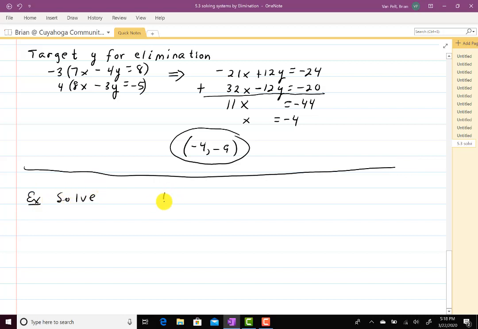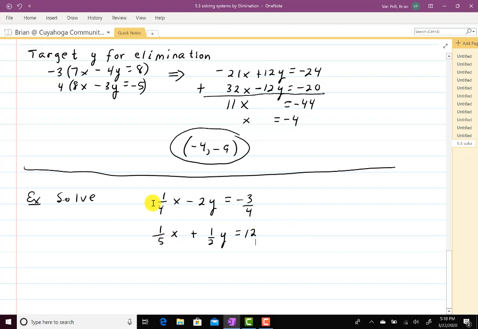This one looks pretty bad right from the beginning. 1/4 x minus 2y equals negative 3/4. And then I have 1/5 x plus 1/2 y equals 12. Now before I actually go about solving this thing, I want to rid it of all fractions just so I have an easier system of equations to work with.